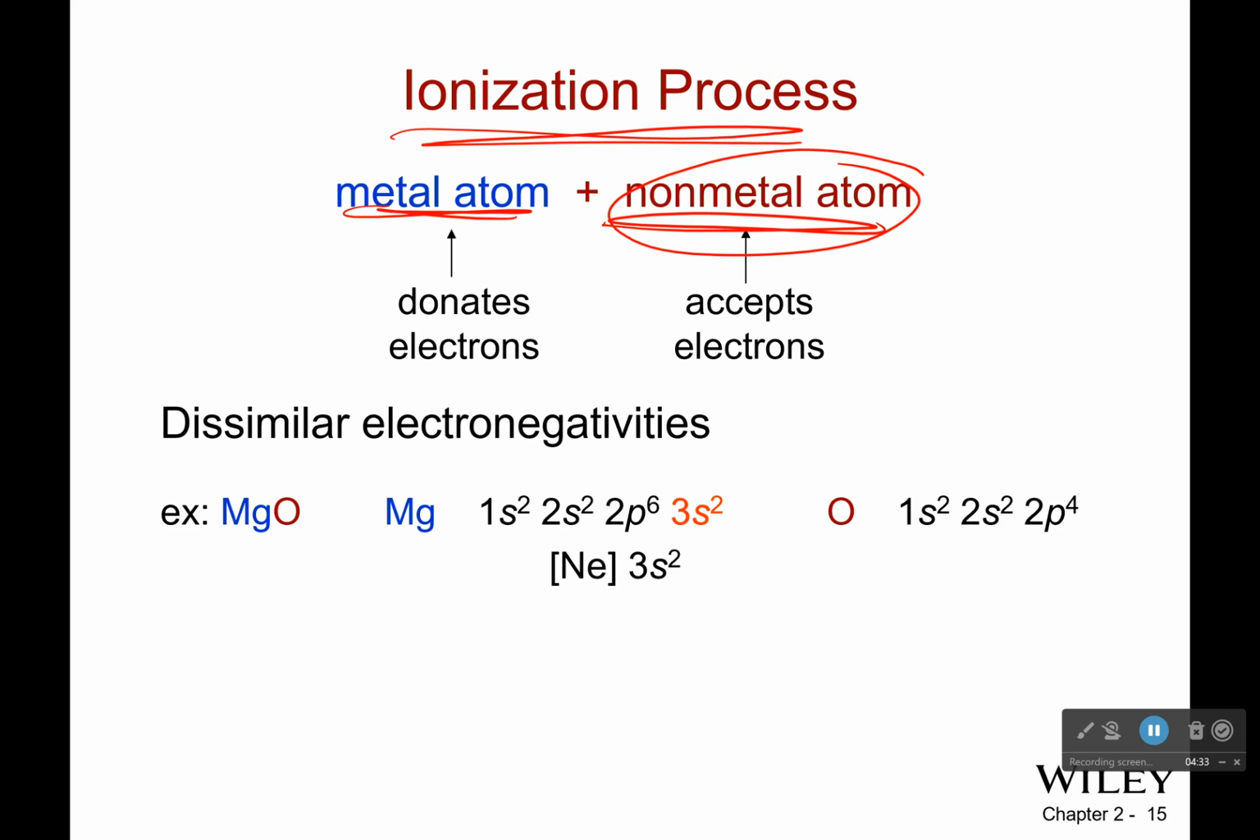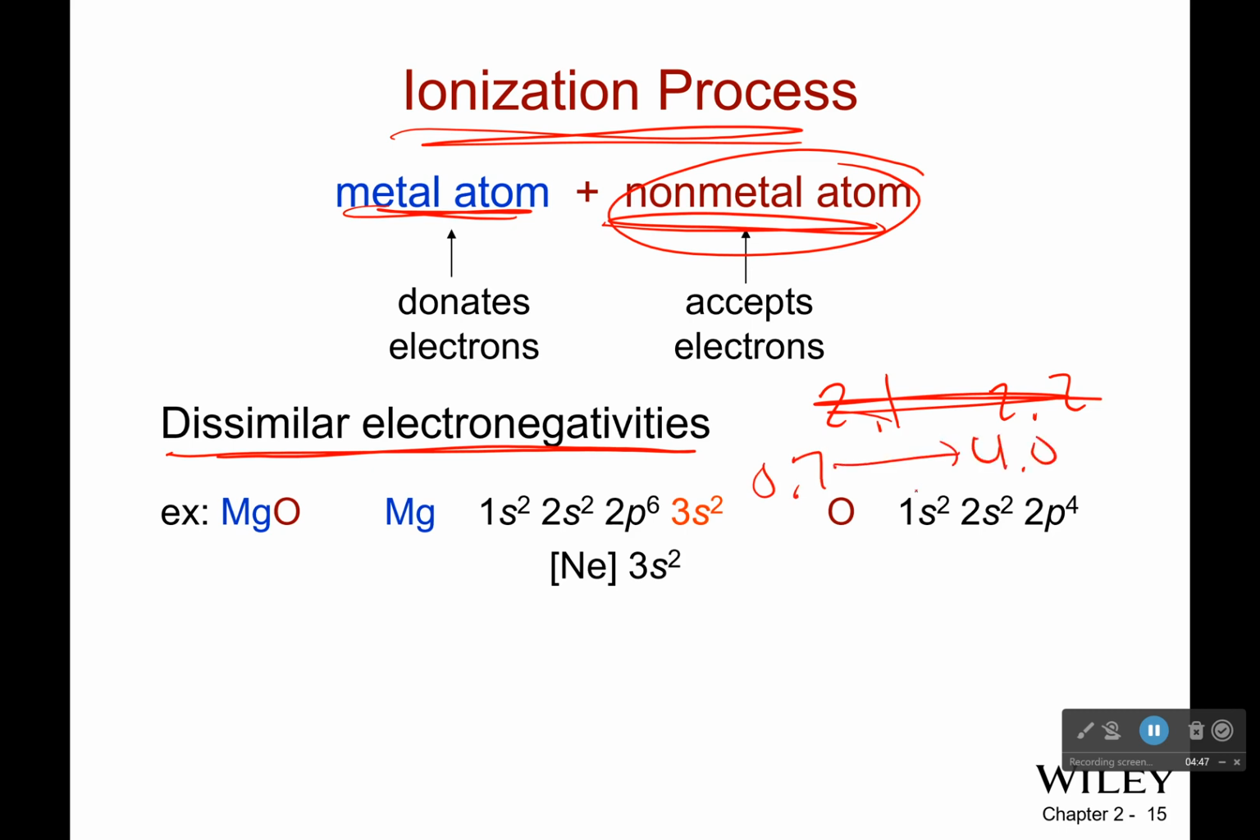Now, for this to happen, for one to steal the electron from the other, they have to have dissimilar electronegativities. If they're 2.1 and 2.2, it's not going to work. If it's 0.7 and 4.0, though, oh, you better believe that there's going to be an electron moving from one to the other.